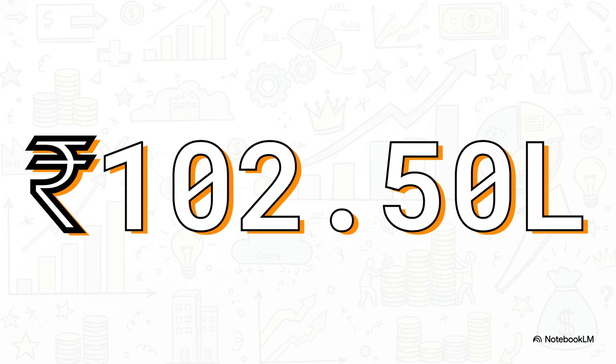Let's take a quick example to make this crystal clear. Imagine a new company needs 90 lakhs for its machinery and buildings, another 1.5 lakhs for initial advertising, and 10.5 lakhs for other setup costs. You just add them all up, and its total capitalization, according to this cost theory, would be 102.50 lakhs.